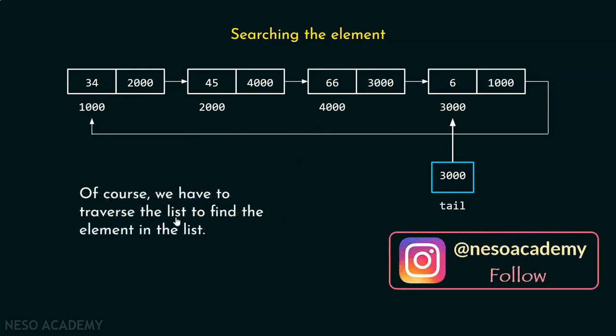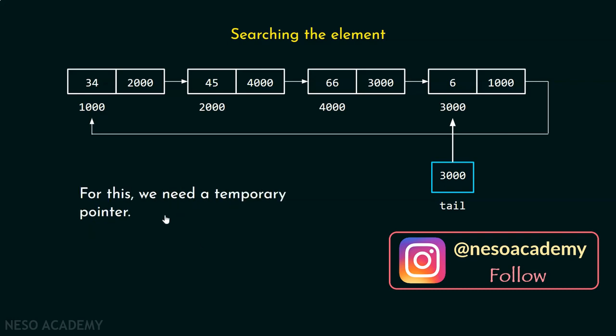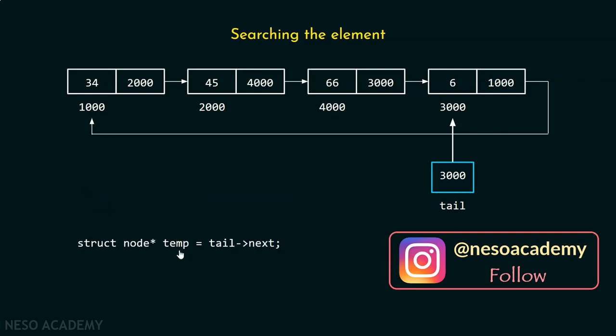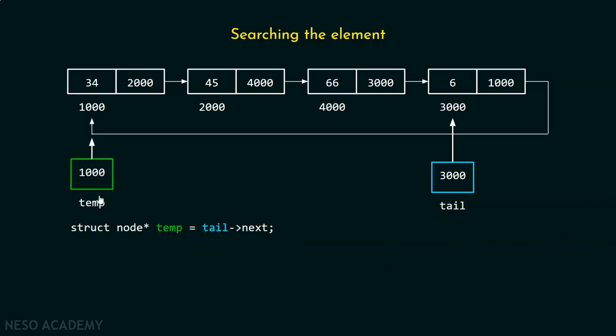Of course, we have to traverse the list in order to find the element in the list. Definitely, a traversal procedure is required because we have to search for an element in a list, right? For this, we need a temporary pointer. That's why I have declared a temp pointer here, and it must be assigned with tail next, right? That means the temp pointer must point to the first node of this list.